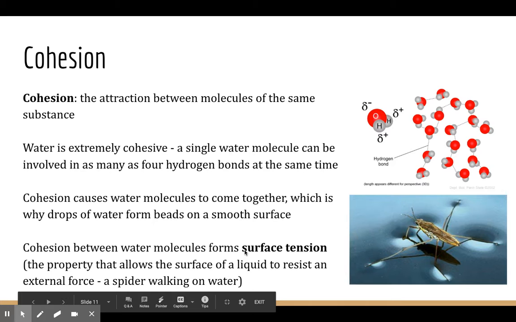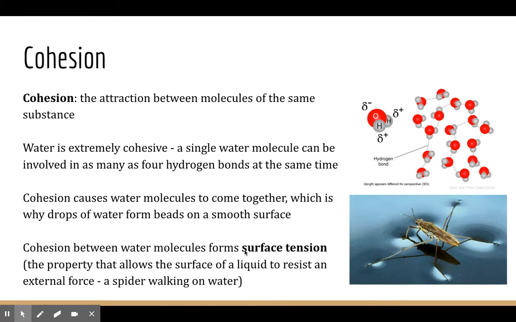So we're going to talk about cohesion first. As we learned in our lab experiment, our properties of water lab, cohesion is an attraction between molecules of the same substance. All right. So if we're talking about water, it's an attraction between water molecules. One single molecule can be involved in as many as 4 hydrogen bonds at once. So remember, hydrogen bonding is the attraction. In water's case, it's the attraction of water molecules to themselves. So that is an example of cohesion. We have it pictured right here.